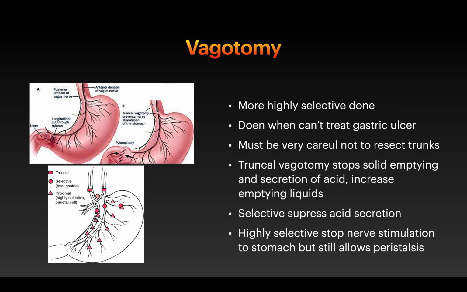The next procedure, the selective or the total gastric vagotomy, is used to suppress the acid secretion, and it also requires a stent or a drain. Highly selective will stop the nerve stimulation to the stomach but still allow for the peristalsis because it really is more focused, to stop the impulse to the parietal cells.